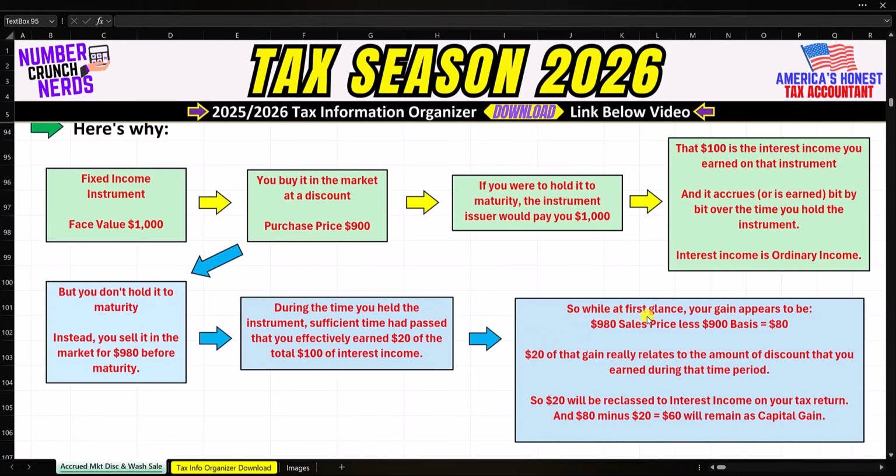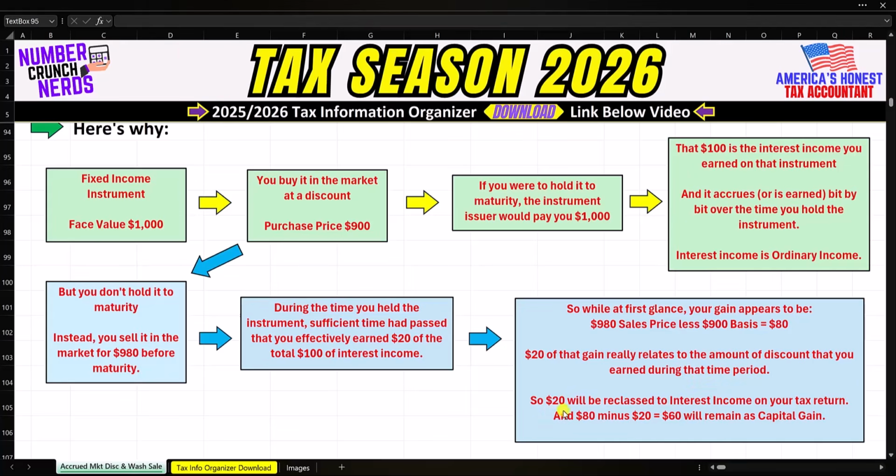So while at first glance, your capital gain on the disposition of this security over here appears to be $980 of sales price less $900 of basis equals $80 of capital gain, the tax treatment is that $20 of that gain really relates to the amount of the discount that you earned during the time period when you held the instrument.